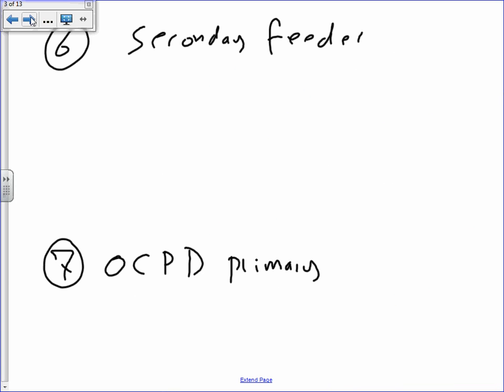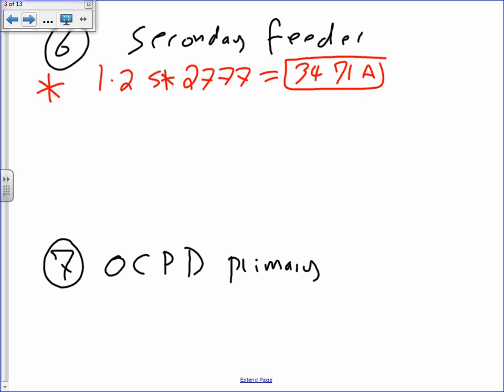Okay, so secondary feeder. For my secondary feeder, I want to take number 6. I'm going to take 1.25. So the first step, multiply this by 2, 7, and 7, and 7, and get myself 347 amps. I don't know if you guys came up with something like that. 347.1. Now that's a big boy.